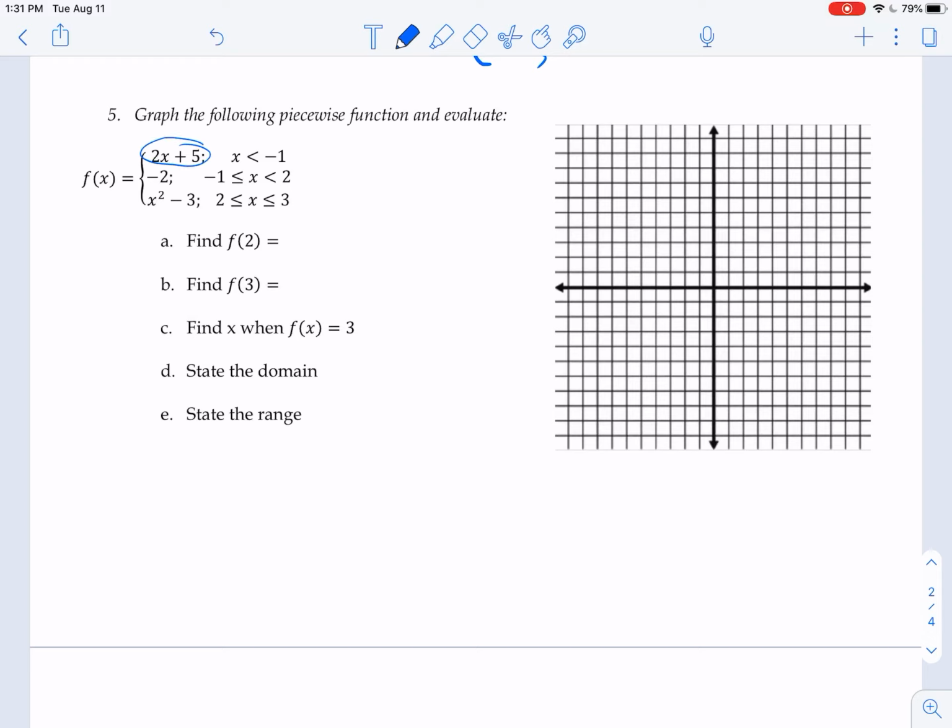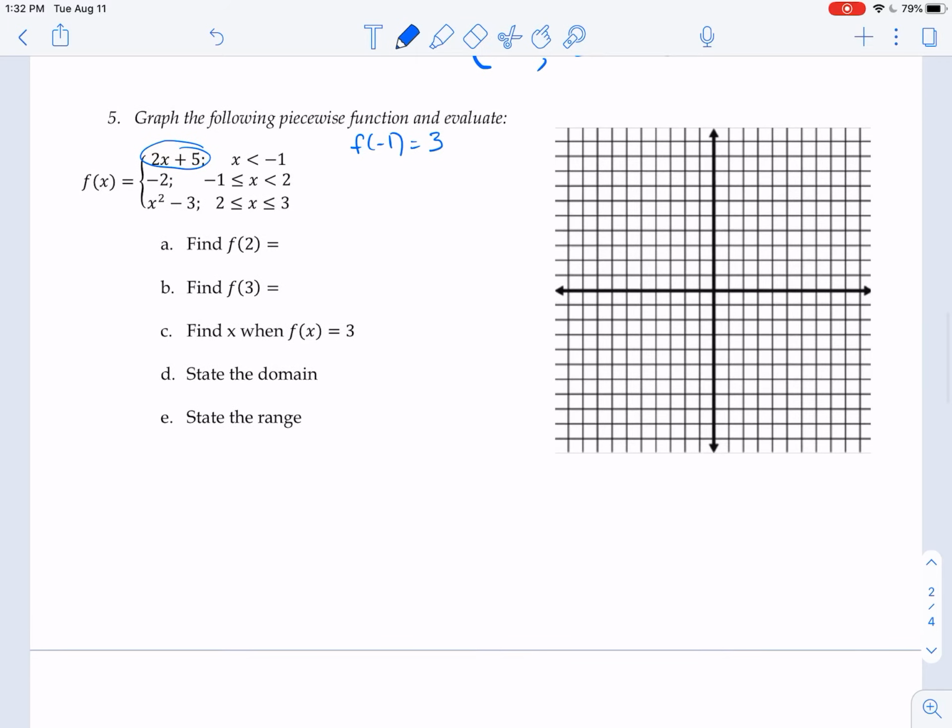And I'm going to look, they want it to be x is less than or equal to negative 1. So I'm going to say, well, what is f of negative 1? Well, when I plug that in, I get negative 2 plus 5 is 3. So I need the point negative 1, positive 3. I did something wrong. I needed to make that negative 1, positive 3. You know what? That's too small.